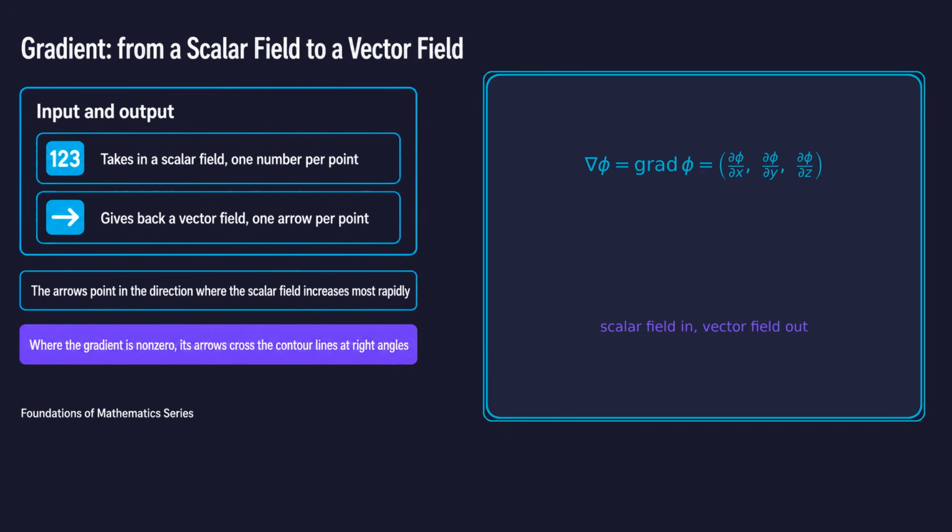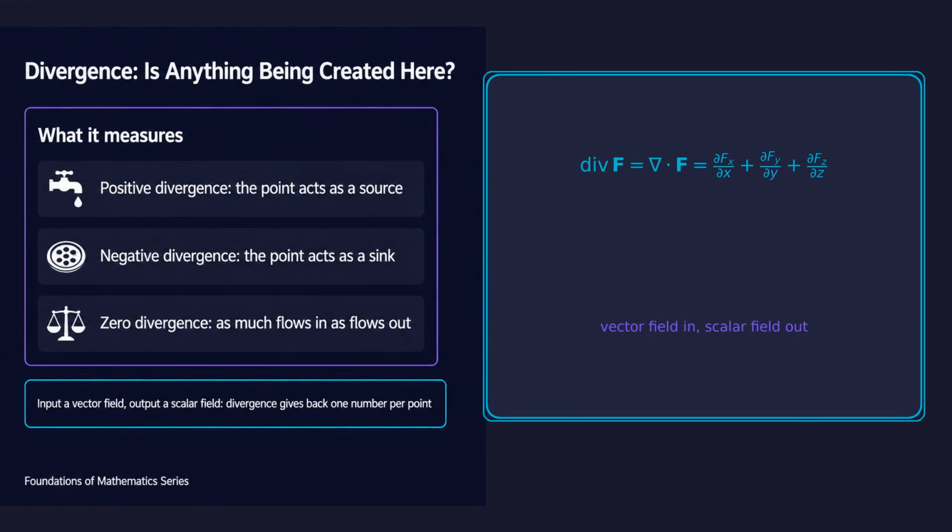At a critical point, the gradient is 0 and has no direction at all, so the statement simply does not apply there. If you ever draw a gradient field whose non-zero arrows are not perpendicular to the contours, you have made an error. The second operator is the divergence.